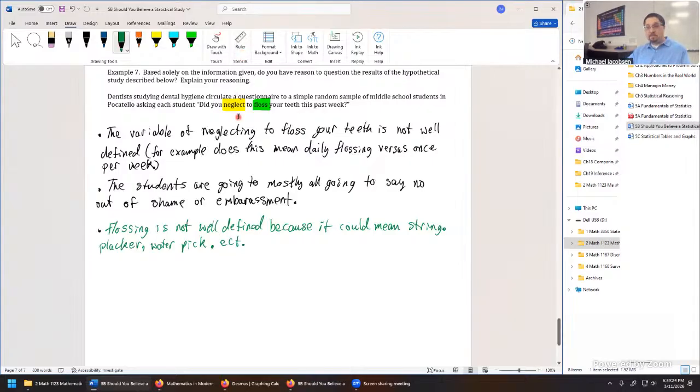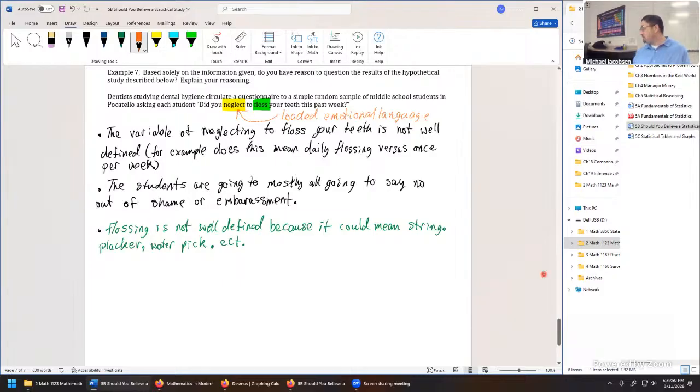So number of times to floss your teeth is not well defined. Flossing itself isn't well defined. The survey question is just loaded with emotional language the moment they put in neglect. Loaded emotional language that could shame the people taking this questionnaire in the very first place.